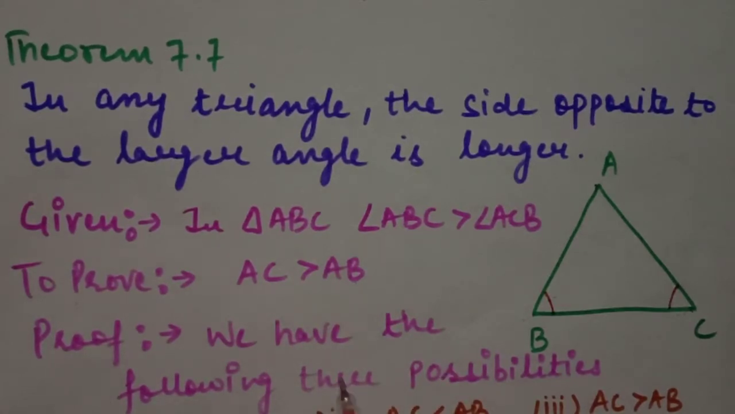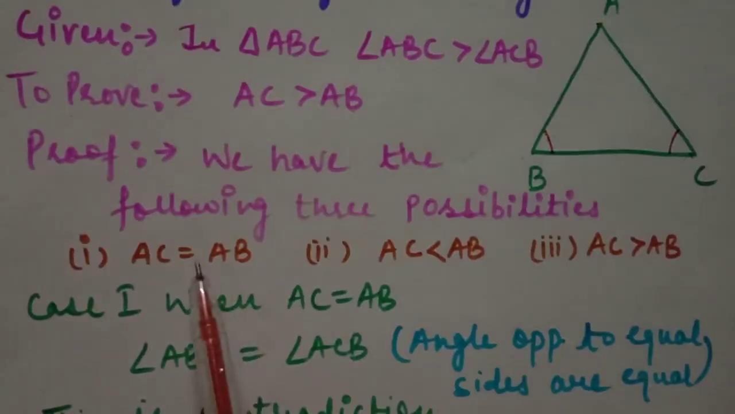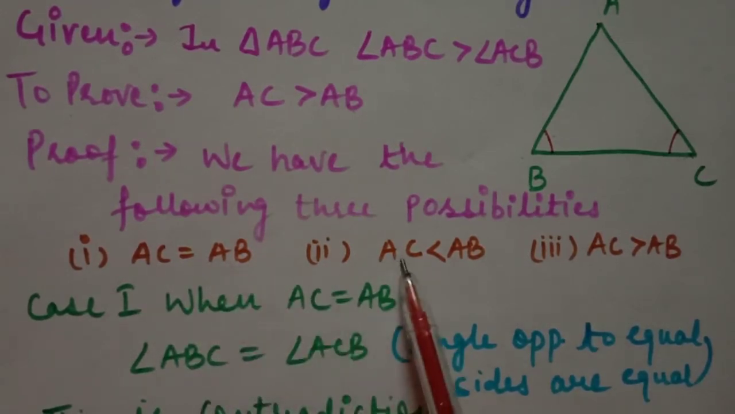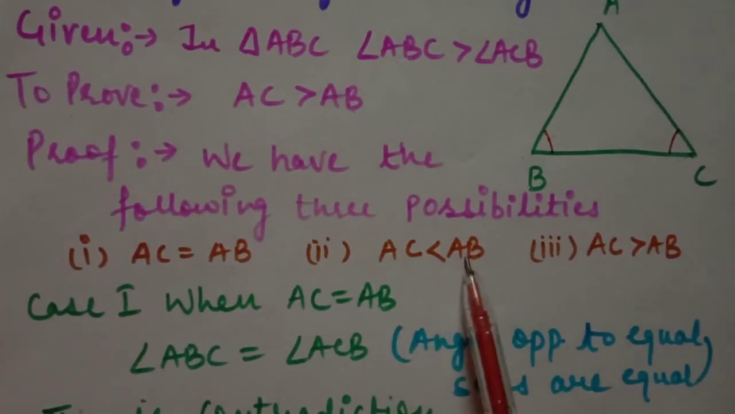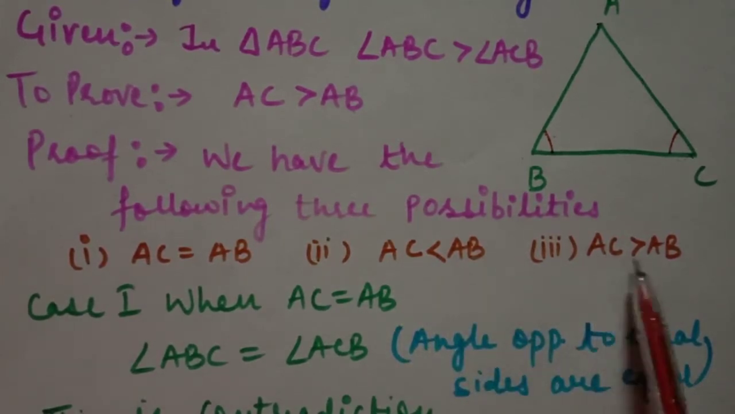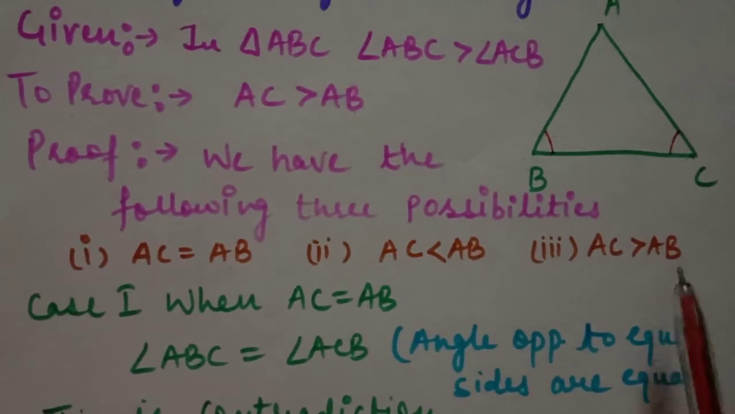For proof, we have the following three possibilities. What three possibilities? It is possible that AC is equal to AB. It is also possible that AC is less than AB. And it is also possible that AC is greater than AB. We have to check all these three possibilities.